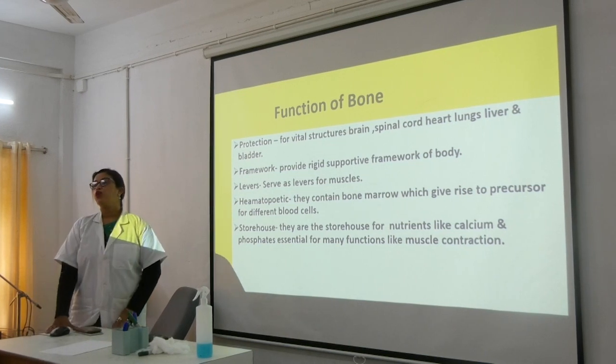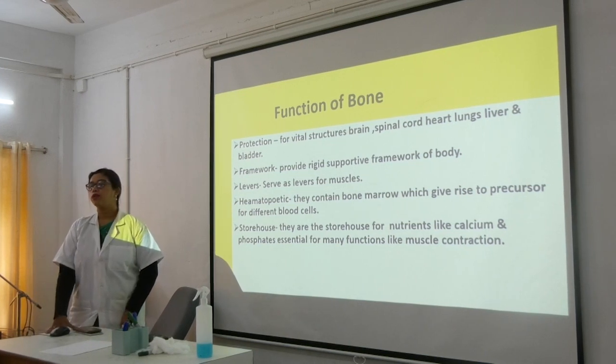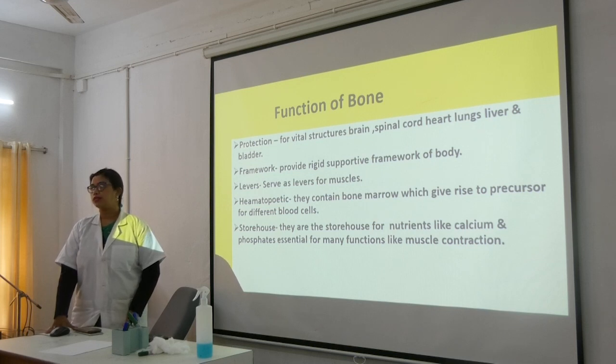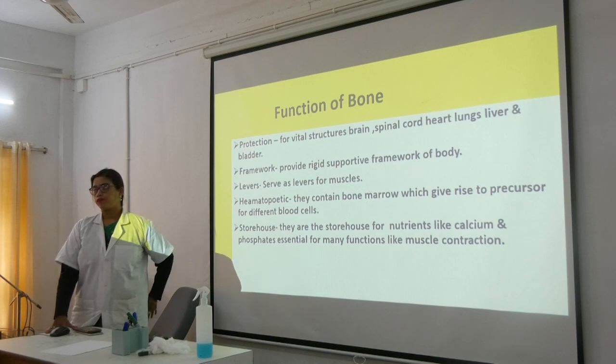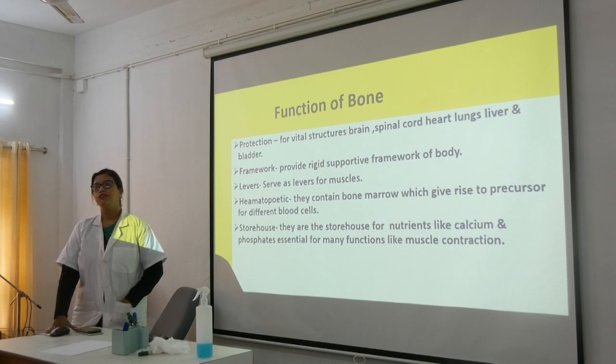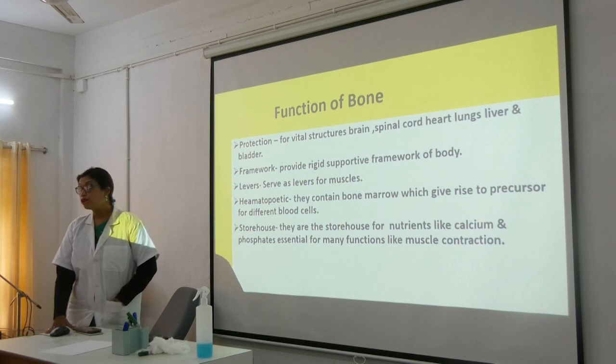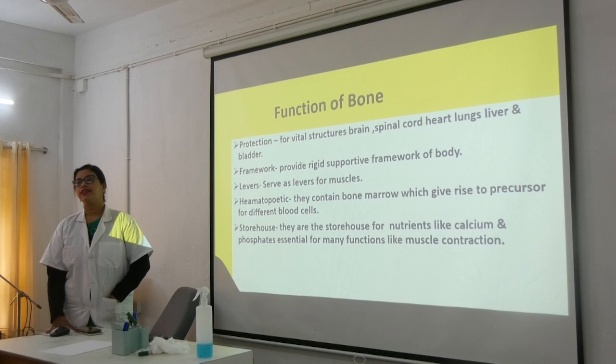Then the fourth one is hematopoietic. Hematopoietic means formation of blood cells. Could you tell which are the precursor cells? Megakaryocyte for platelets, then erythrocyte for RBC, then leukocyte for the WBC.